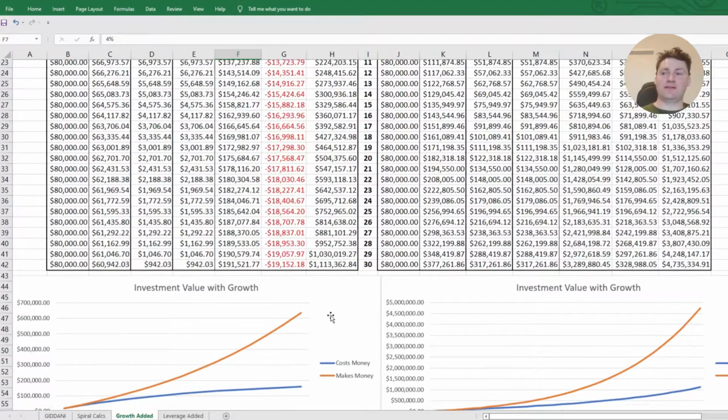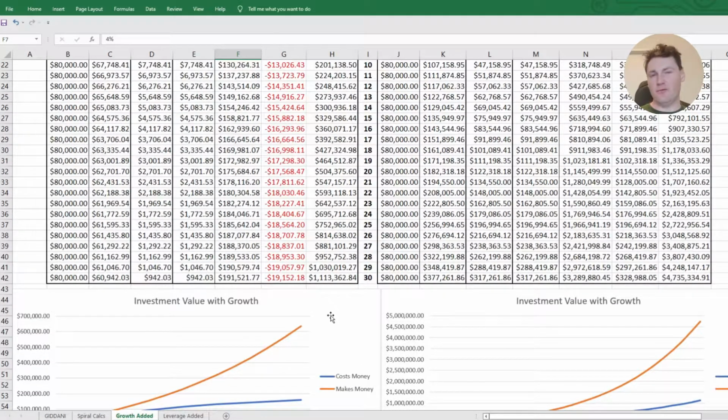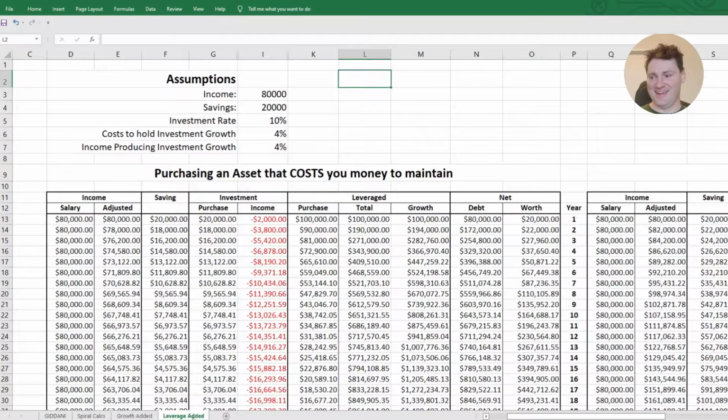Now you might be looking at this and going, well, that's all good and well. But if we're talking about real estate as an asset, you need to take into consideration leverage. And if I'm using $20,000 as a down payment, that means that I'm purchasing a $100,000 piece of property. What happens if everything is leveraged? And this is a good question. I've got a spreadsheet for that. Let's take a look at it.